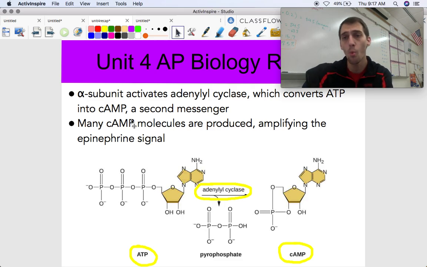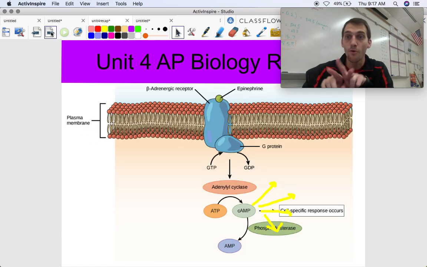Okay, so we're going to talk about one result of a cell receiving epinephrine. It's going to start to break down glycogen to make glucose, but epinephrine can do a whole bunch of things, and this is the fork in the road. In other words, right? So check it out.